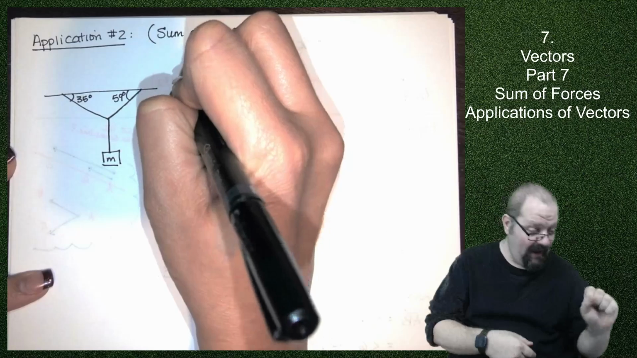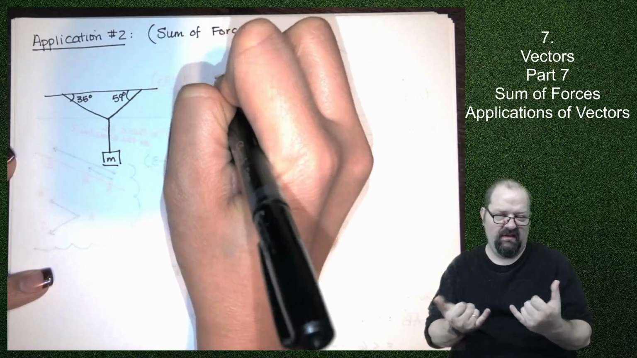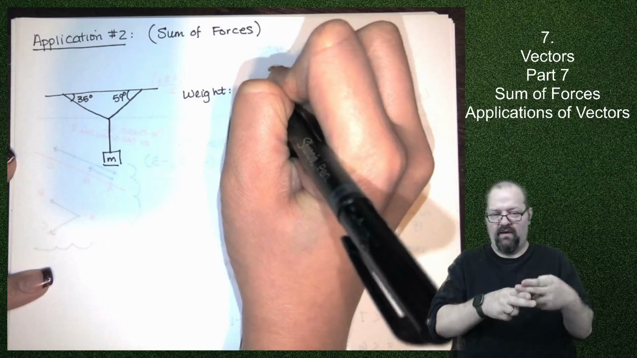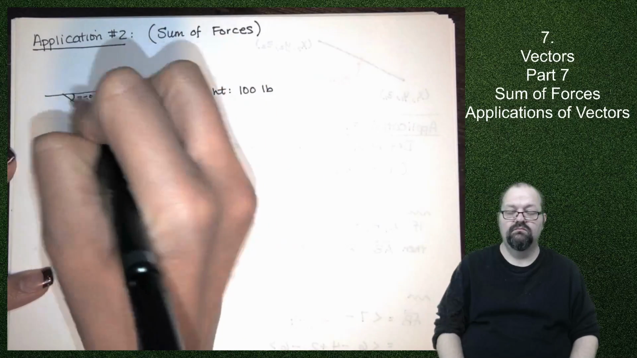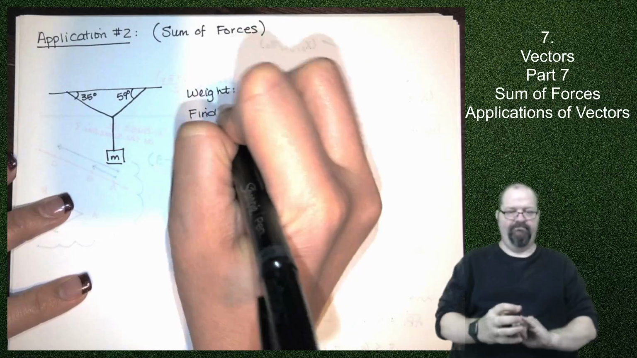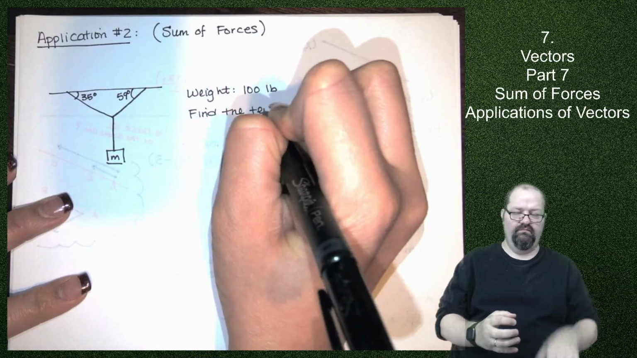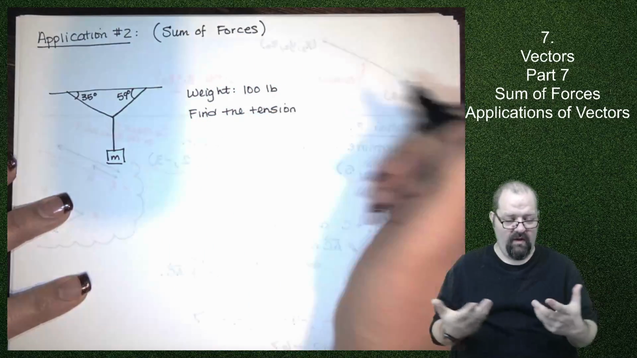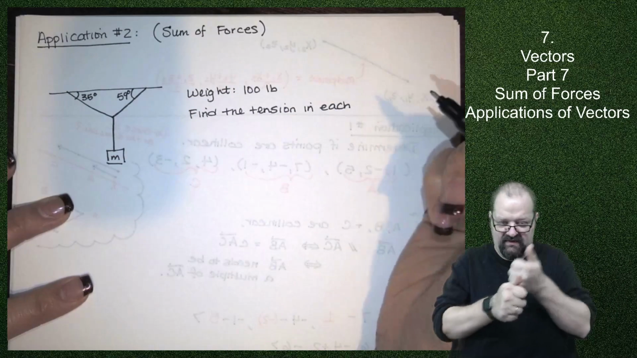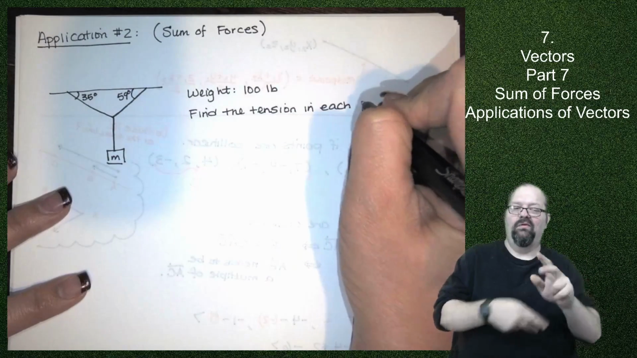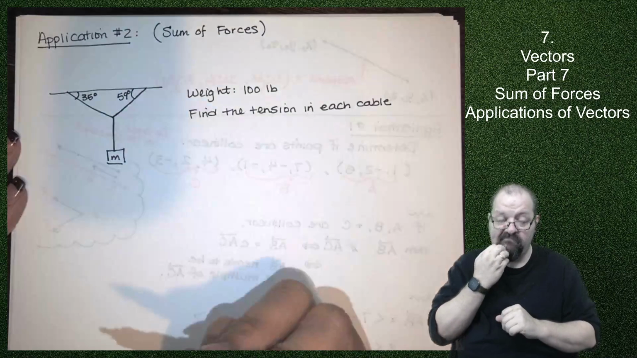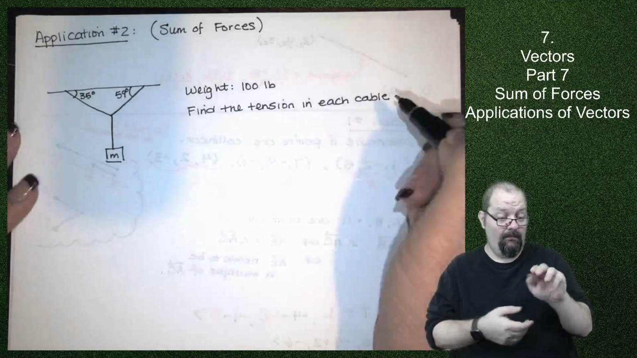Maybe they say there is a weight of 100 pounds hanging here. And I've got a cable here and a cable here. And they might ask me to find the tension in each cable. It's just another version of force. It's force. And we're assuming that this mass isn't moving.